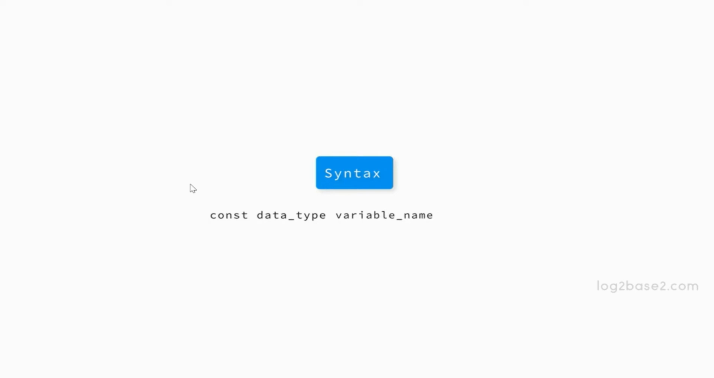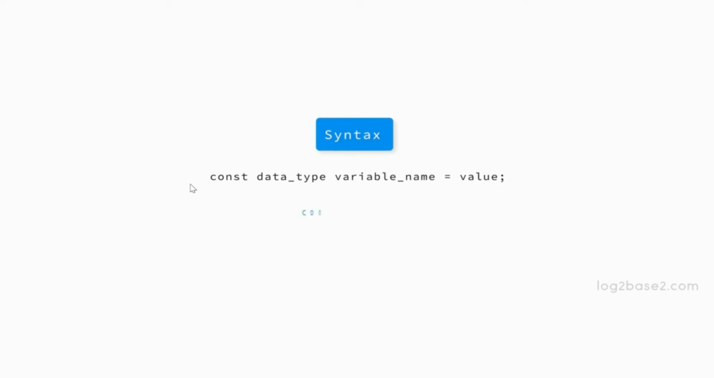Now, let's see the syntax. So we can use the keyword const with all the data types to define a constant. So we can write const data type variable name equal to value. Now let's see some examples.